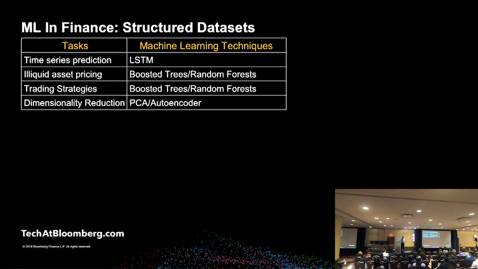So first we'll look at machine learning use cases involving structured datasets. These are mainly based on financial time series. So time series prediction is an important task. We have classical techniques based on time series analysis like ARMA and GARCH models. But now we can use deep learning techniques like LSTMs, for example, for doing time series predictions. And we'll also look at a use case where we can build systematic trading strategies using machine learning techniques. And dimensionality reduction is an important use case where we have classical techniques like PCA, but now we can use deep learning techniques like autoencoders.